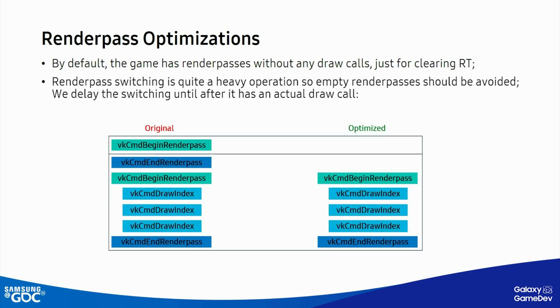Our solution was to delay the switching. For example, if the render target hadn't changed and no new draw calls came in, then we can safely assume that no new render pass was needed.